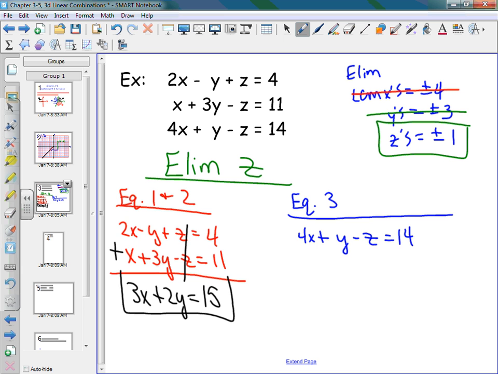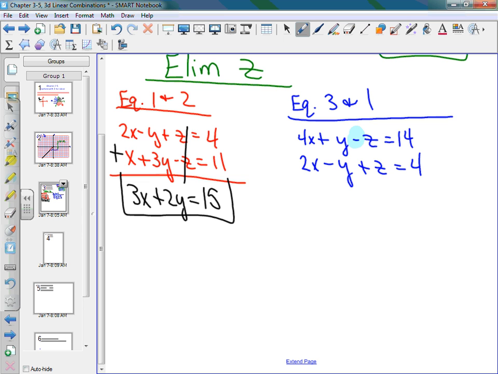Now, what coefficient do I have on my z currently on equation 3? I have a -1. Now, which equation would be best for me to reuse? Because I have to reuse one of them. So is it going to be best to reuse equation 1 or equation 2? Equation 1 is going to be best. So what we're going to do is we're going to reuse equation 1. So that's going to be 2x minus y plus z is equal to 4.